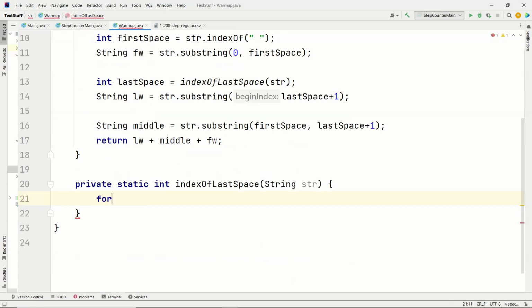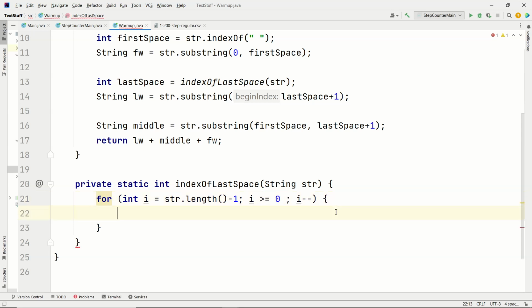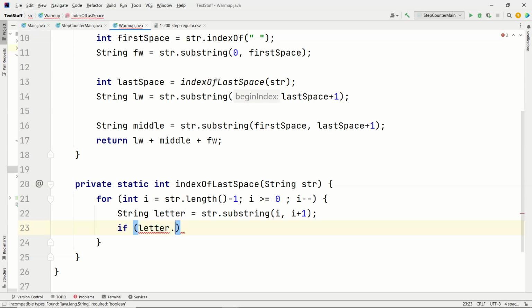So let's do this. I start at the end of the string, which is string.length minus 1. I'm going to go down, and keep going as long as i is larger than or equal to 0. Now I'll get a letter out by saying string.substring i, i plus 1. And now I'll say if letter equals space, then I'll return i.